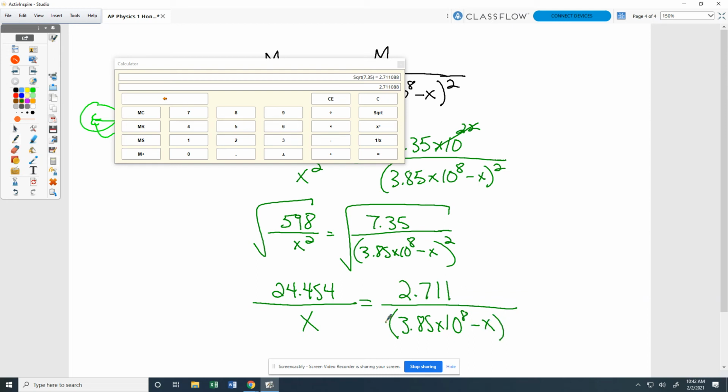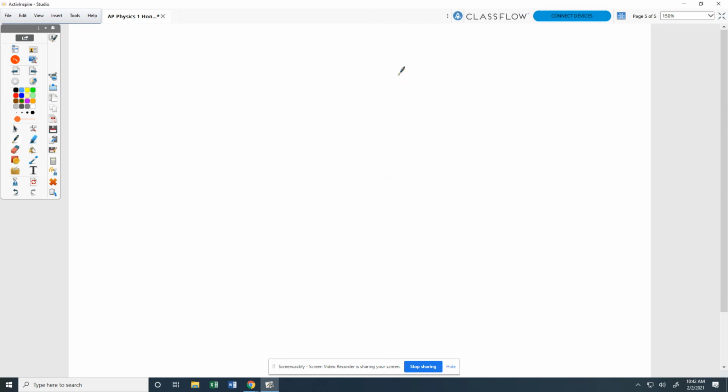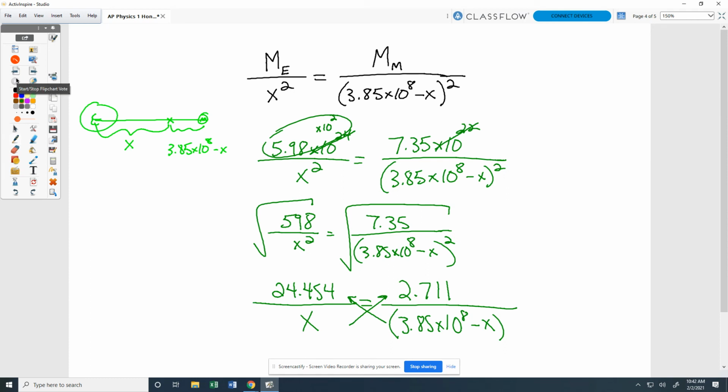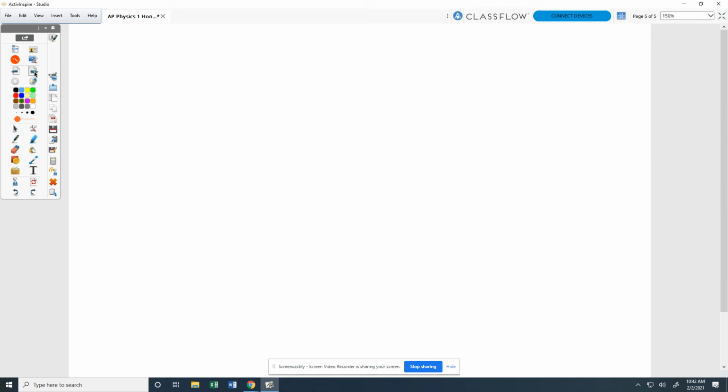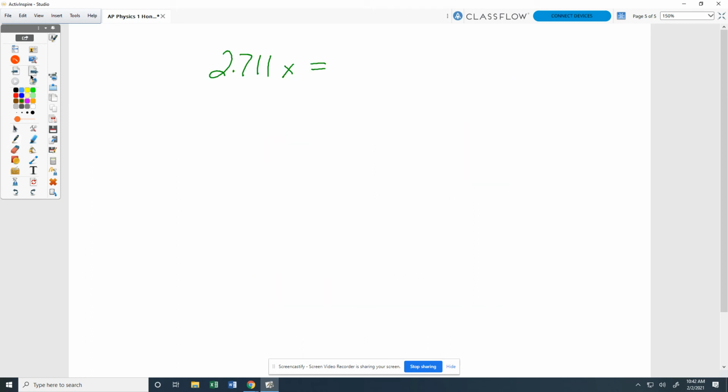Now I can cross multiply. When I do that, if I skip to the next page, I have x times 2.711 times x equals, I have this 24.454 times that binomial.